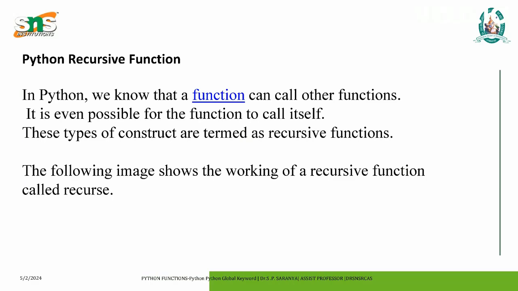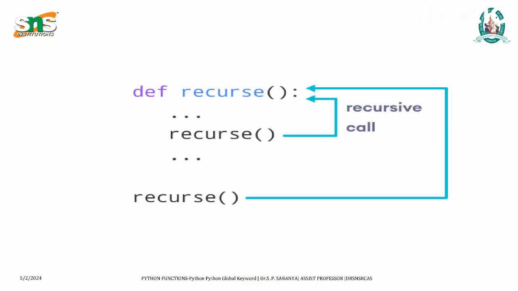In the Python language, we know that a function can call another function. Up to the last session, we saw functions calling other functions, for example the local, non-local and global scopes. It is even possible for a function to call itself, which is called recursive. These types of constructs are termed recursive functions. The following image shows the working of a recursive function called recurse.